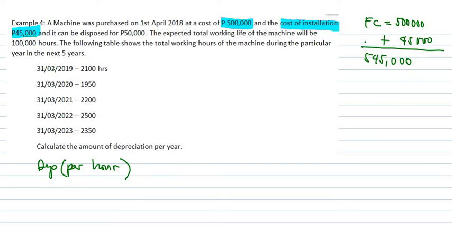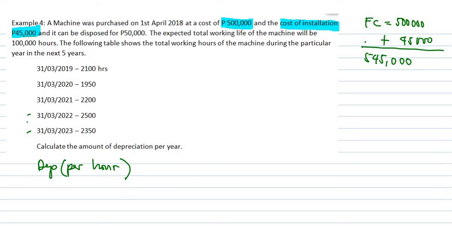So we have here March 31, 2019, 2,100 total working hours. For year 2020, that is 1,950 hours. For year 2021, that is 2,200. For year 2022, that is 2,500. And for year 2023, that is 2,350. The question here is to calculate the amount of depreciation per year.